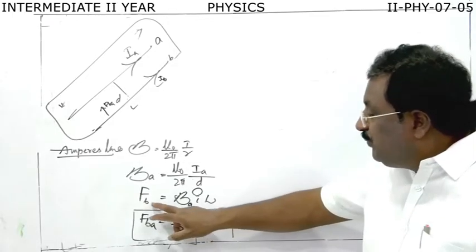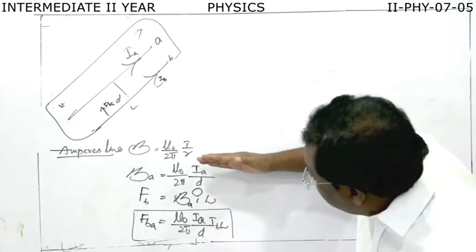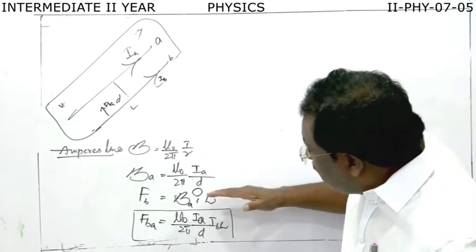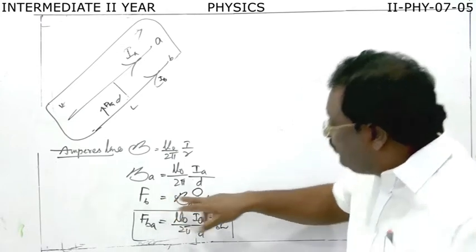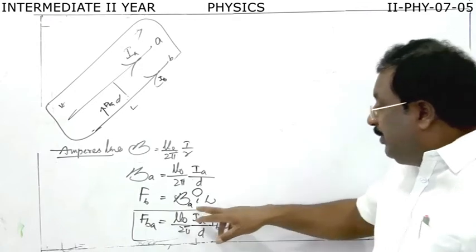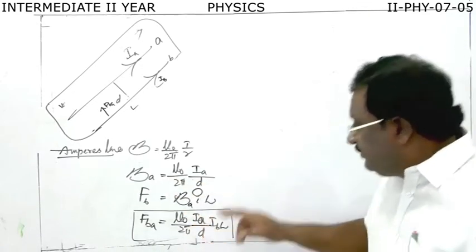Now this is the force on B. In this magnetic field, we are keeping another current carrying conductor. Now this other current carrying conductor B experiences a force. We can write force F = BIL, where B is the magnetic field.